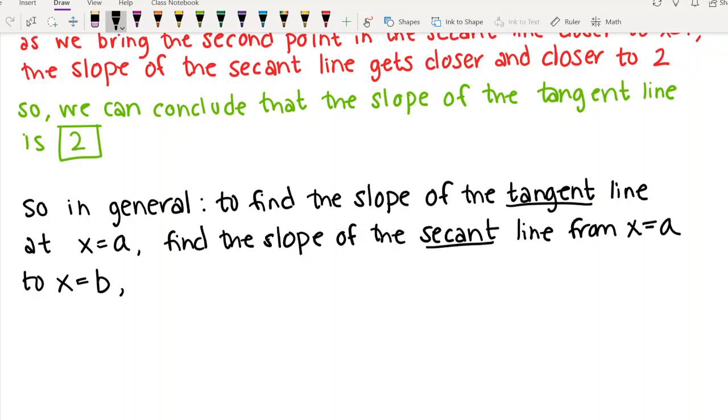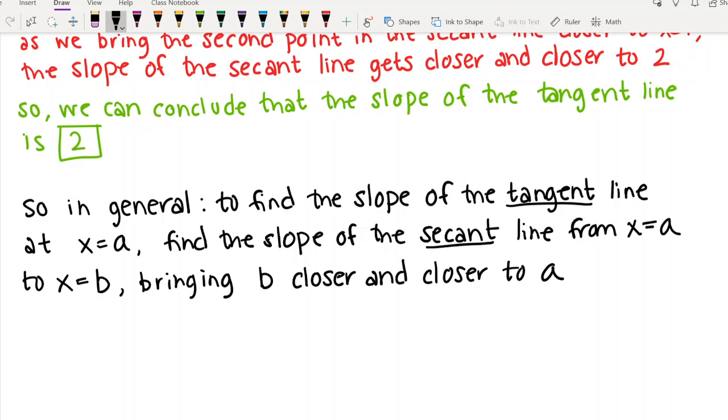And what are you going to do? You're going to bring that number b closer and closer to that first number a. And what you want to look at is what's happening to that slope. So in the case that we just did, we saw that as you brought that second point closer to the first point, the slope got closer and closer to 2. But in different functions, it's going to happen differently.